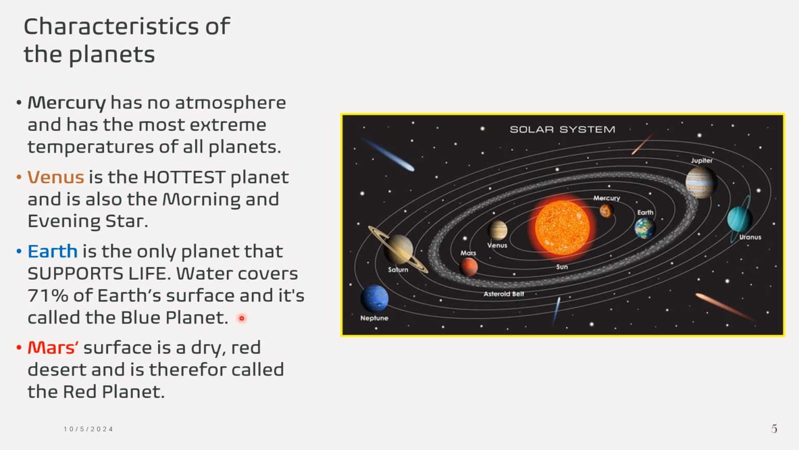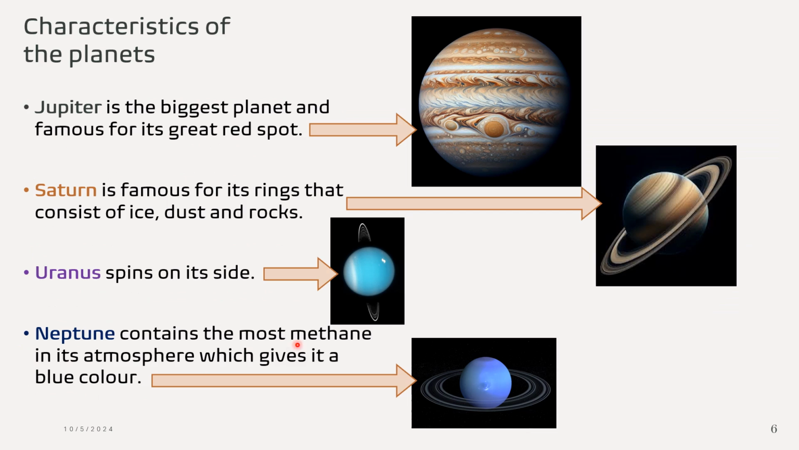So if you're in a space shuttle somewhere in space, and then you will see Earth, and Earth will have this blue color due to the oceans covering 71% of its surface. Mars is the red planet. It's called the red planet because the surface of Mars is actually a dry red desert. So that is why it has this red appearance if you look at it through a telescope.